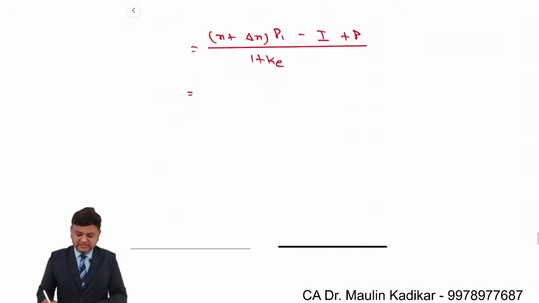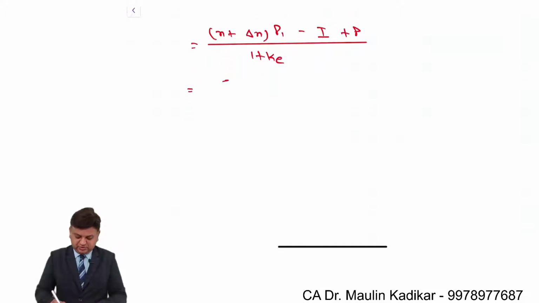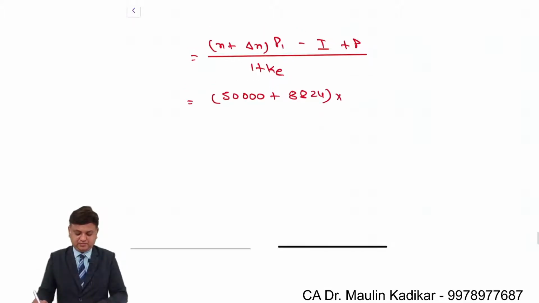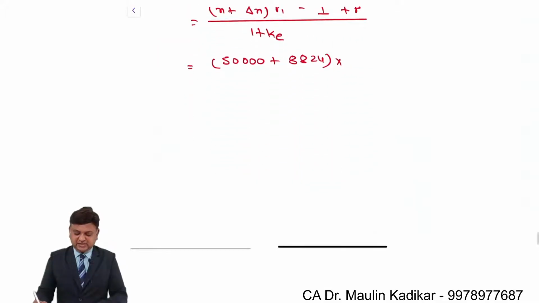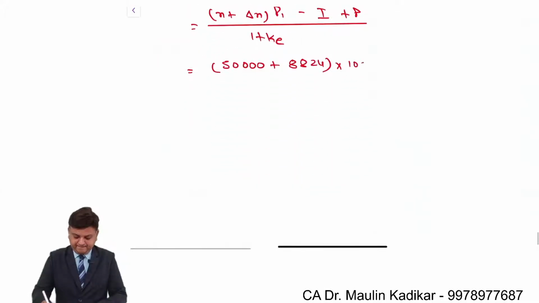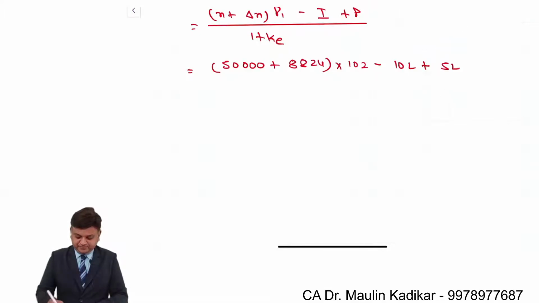What is N? N is the existing number of shares, 50,000, plus 8,824 additional shares which have been issued, into price 102, friends. Minus the amount of the investment that we have to make, 10 lakhs. Profit is 5 lakhs. Whole divided by 1.10.